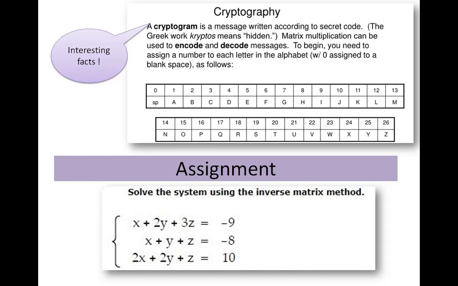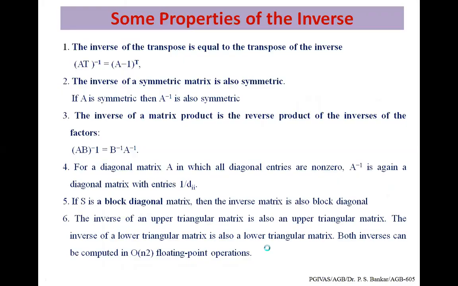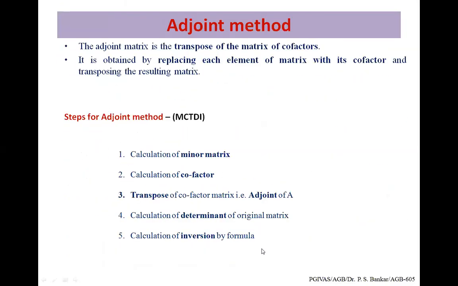I have given one problem to find the inverse of the matrix, where we have three equations, and with the help of the elimination method, you can convert this into a simple matrix: 1 2 3, 1 1 1, 2 2 1. These will be the elements, multiplied by x, y, and z, and the B1, B2, B3 values will be minus 9, minus 8, and 10. So this you can estimate.